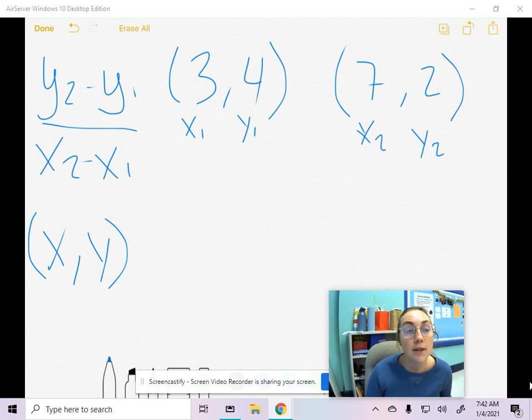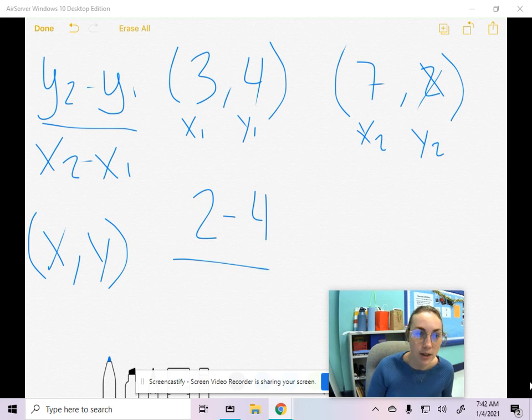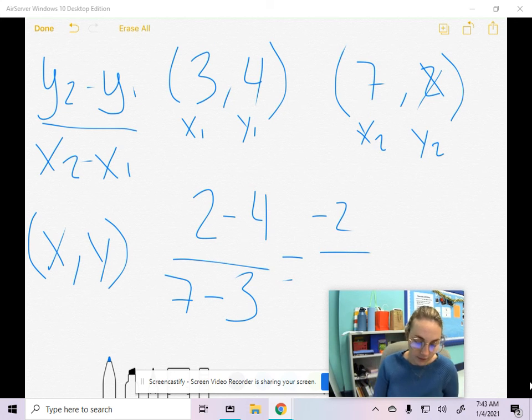The first thing I need in the slope formula is y2. y2 is 2. The next number I need is y1. y1 is 4. So I'm going to have 2 minus 4 as my numerator. My denominator is going to start out with x2. x2 is 7, and I need that minus sign. And then x1 is 3. Once I have that, I can just subtract across. 2 minus 4 is going to give us negative 2. 7 minus 3 is going to give us 4.